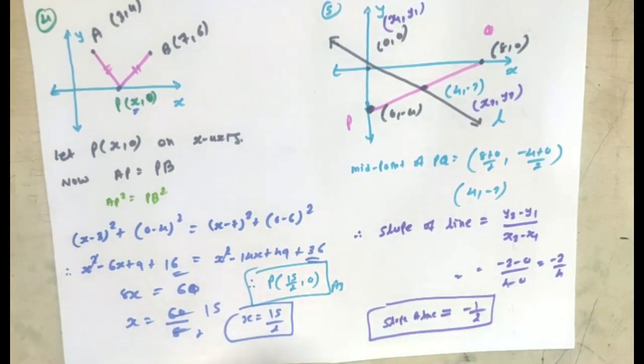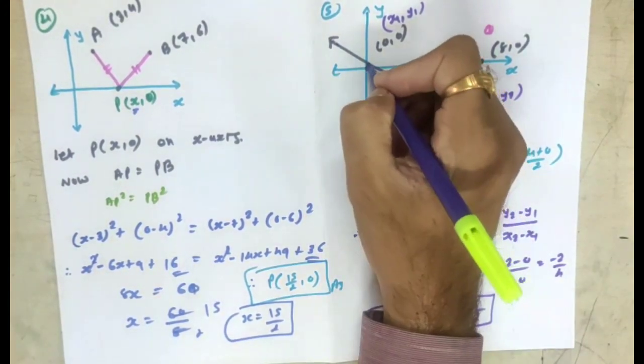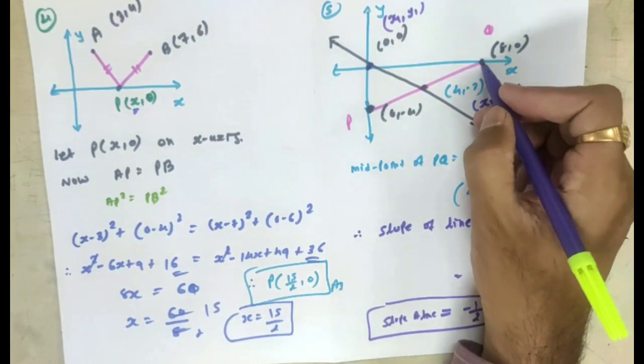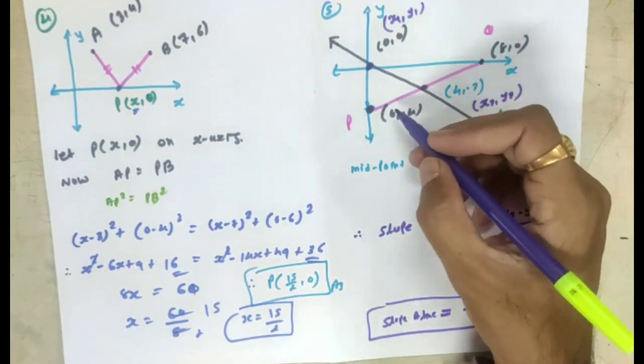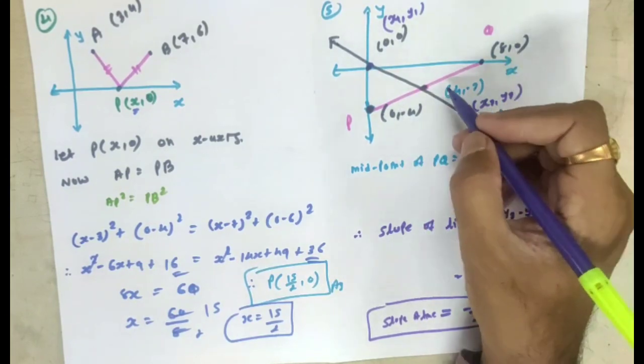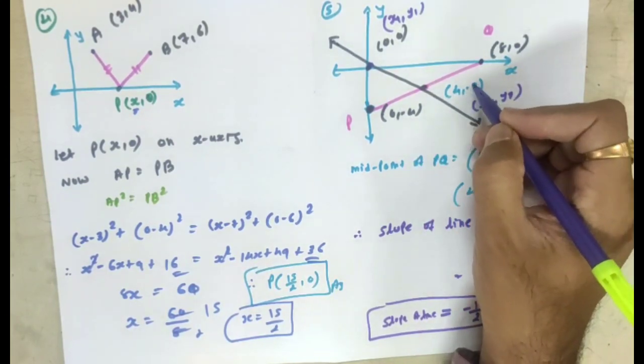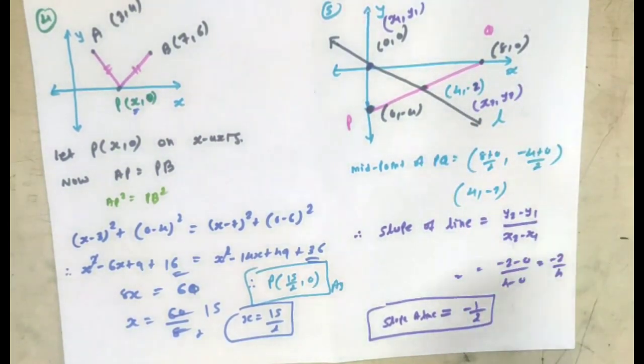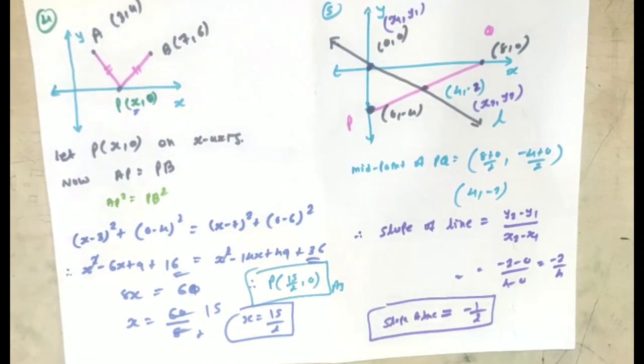The slope of the line passing through the origin and the midpoint of the line segment joining these 2 points 0 minus 4 and 8 0, that is 4 minus 2, is minus 1 by 2. Clear?